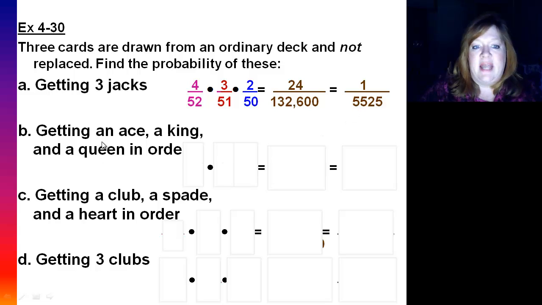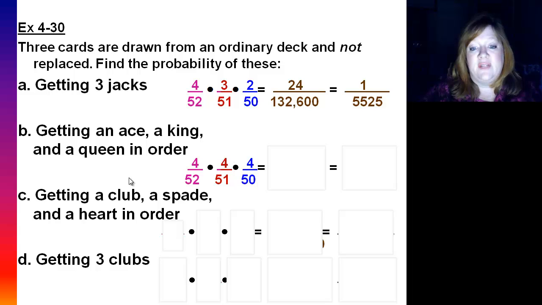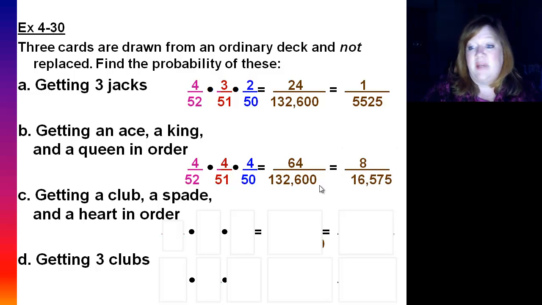So the next one, getting an ace, a king, a queen in that order. Getting an ace, there's 4 aces in a deck, so that's going to be 4 out of 52. A king, there's still 4. If we get an ace, that's no problem, we didn't pick a king, so it's 4 out of 51. And a queen is going to be 4 out of 50. We're picking cards, but remember, we always assume that the previous event took place to figure our probabilities. Multiply straight across, you get 64 out of 132,600, which is going to be 8 out of 16,575.